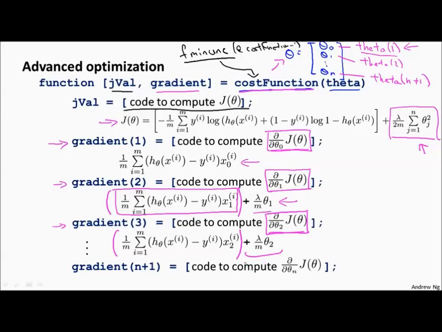If you implement this cost function and pass it into fminunc or one of those advanced optimization techniques, that will minimize the new regularized cost function J of theta, and the parameters you get out will be the ones that correspond to logistic regression with regularization. So now you know how to implement regularized logistic regression.